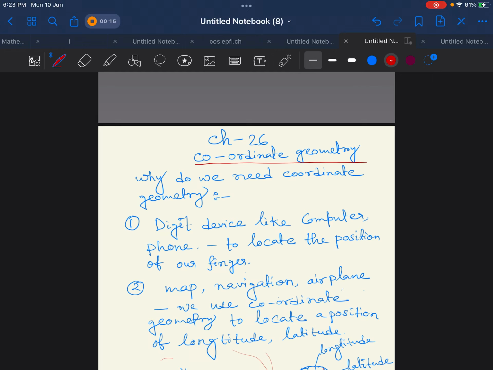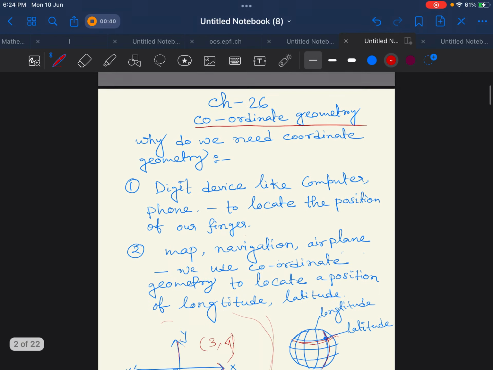Today we will discuss coordinate geometry, Chapter 26. I will give a complete solution on this chapter. This is a chapter of class 9 of the ICSE Selina Concise Mathematics book. I will do a solution of this chapter. Let's see all the questions and answers of this chapter.